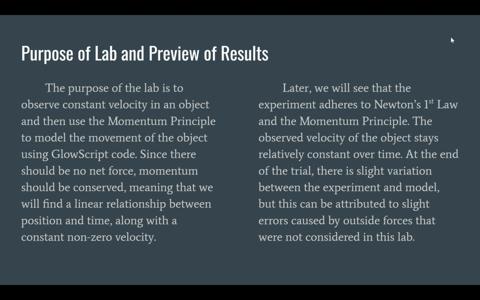Before we dive into the setup and the breadth of the results, we first have to understand the purpose of the lab and the preview of the results. The purpose of the lab is to observe constant velocity in an object and then use the momentum principle to model the movement of the object using GlowScript code.